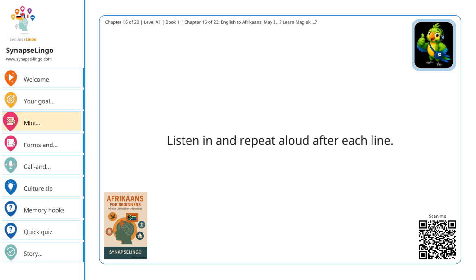Mini dialogues. Listen in and repeat aloud after each line. A. Mag ek hier sit? B. Ja. Asseblief. A. Mag ek die venster oopmaak? B. Ja, dit is warm. A. Mag ek 'n vraag vra? B. Natuurlijk, gaan voort. A. Mag ek jou pen leen? B. Ja, hier is dit, en. Dankie. Dat jy vra. A. Mag ek die badkamer toe gaan? B. Ja, jy kan.